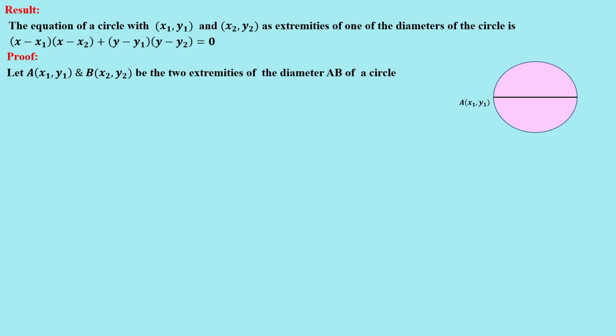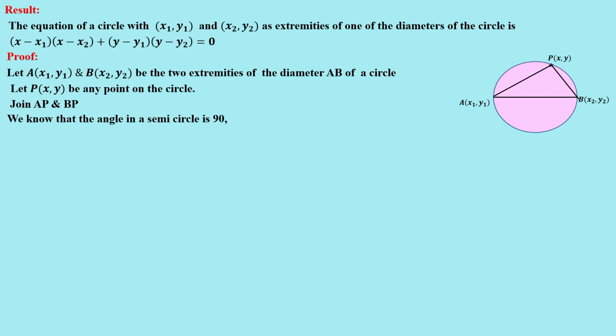Let A(x1, y1) and B(x2, y2) be the two extremities of the diameter AB of the circle. So this is A(x1, y1), this is B(x2, y2), the two end points of the diameter. Let P(x, y) be any point on the circle. So consider the point P(x, y). Now join AP and BP.